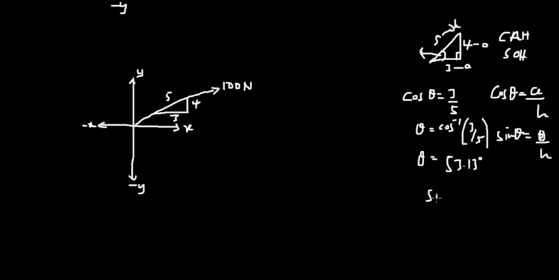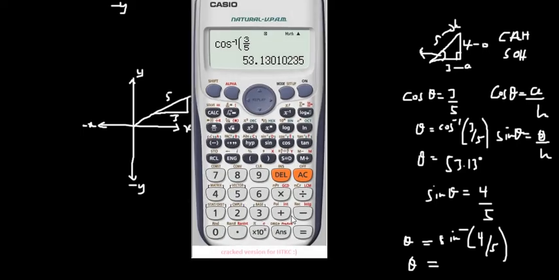And then when you take your sine, sine is opposite over hypotenuse. Our opposite is 4, and our hypotenuse is 5. So when you take the sine inverse of 4 on 5, we'll end up with a specific angle. Surprisingly, when you take the sine inverse of 4 on 5, check out the answer.